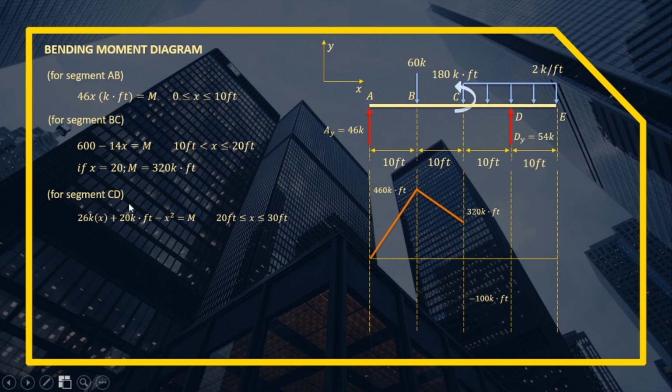For segment CD, this is the equation for M, and this time, this is a quadratic equation. Yung nadaanan niya is from 20 feet to 30 feet. If x equals to 20, anong value natin ng M natin? At x equals to 20, meron tayong value na 140 kips. So 20 feet, bababa siya ng 140. So from 320 magiging 140 lang.